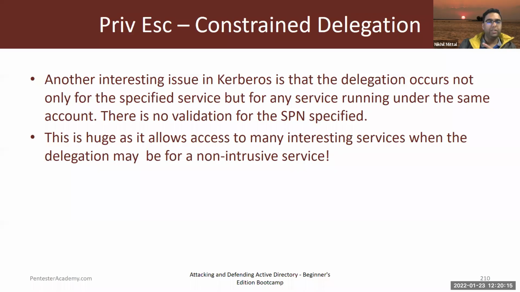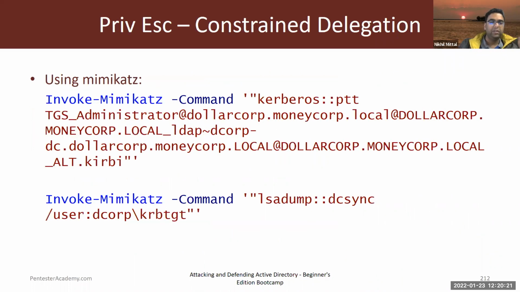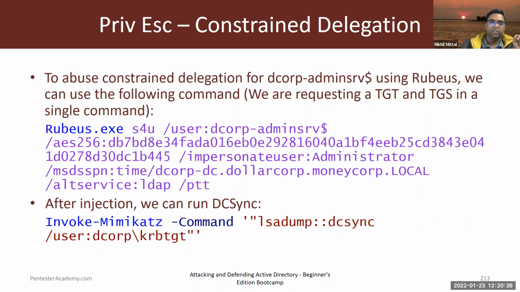How do we abuse it? Absolutely the same way. We just need the secrets of the account, dcorp admin SRV, and then we can either use Kekeo plus Mimikatz or Rubeus. The only difference here is this. So in the previous command, there was no alternate service option. Here, what we are saying is that, okay, the SPN specified in msDS-AllowedToDelegateTo is this, but we would like to request a ticket for an alternate service called LDAP. So why are we choosing LDAP here? So that we can run the DCSync attack here.